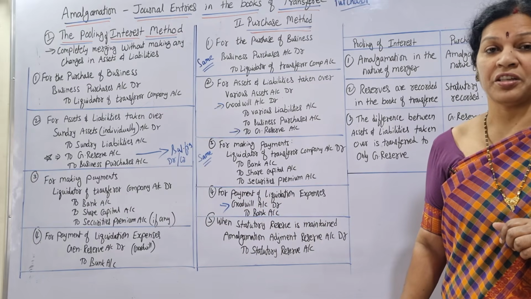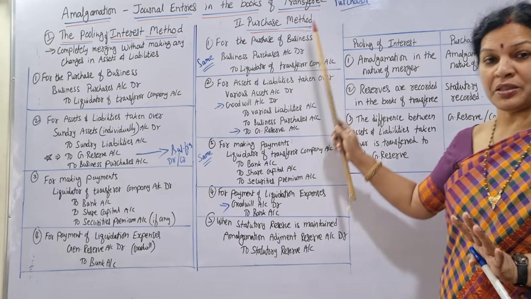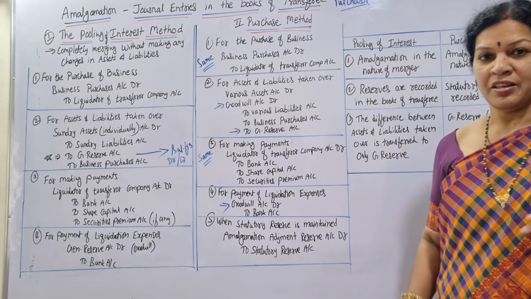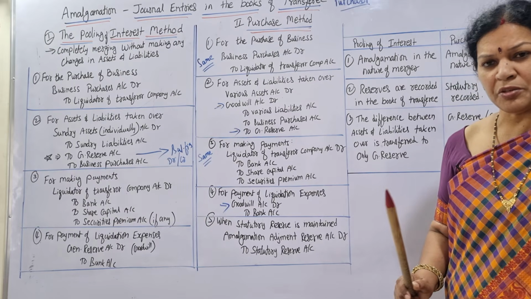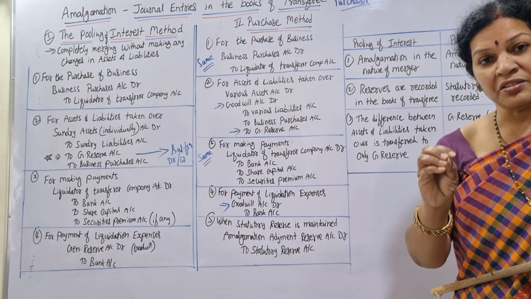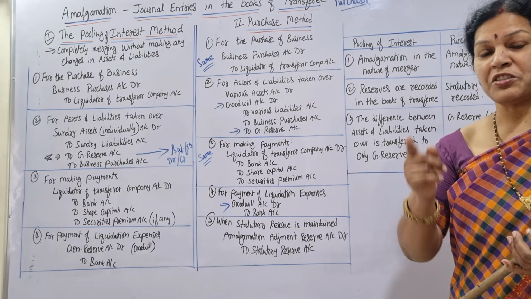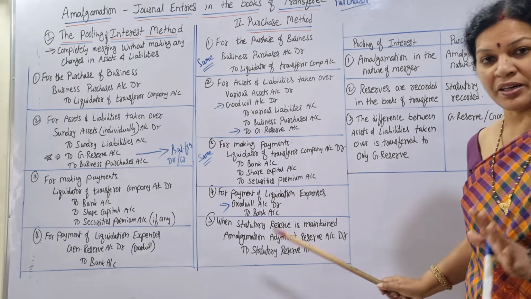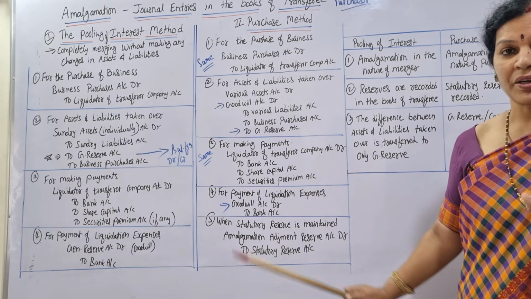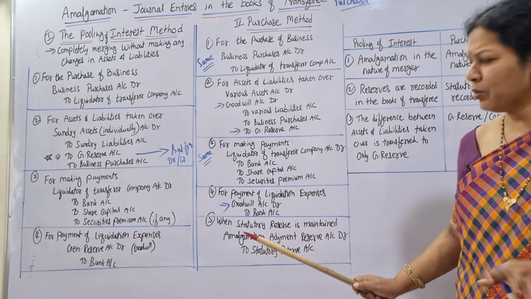Now the fifth entry, an extra entry, is there here. If it is a purchase method, the fifth entry is here. When a statutory reserve is maintained, and it will be specially given in the problem, whenever a statutory, compulsory, mandatory reserve is there, that is to be transferred to the purchasing company. For that purpose, we'll write the entry. If the company is following the purchase method and you find it, you pass the entry. If statutory reserve is not given, then ignore this entry, it is not required.